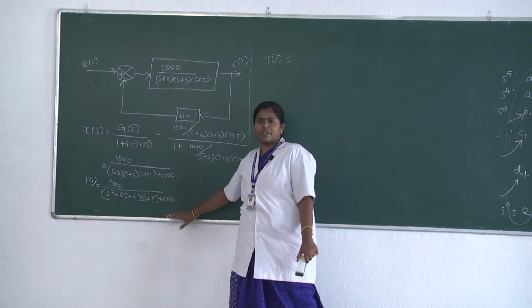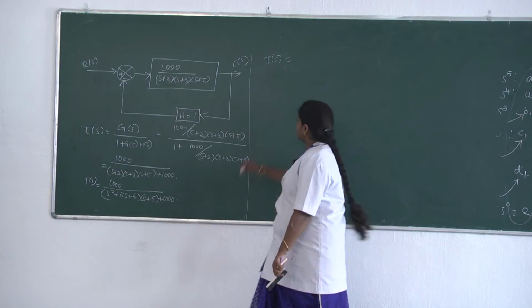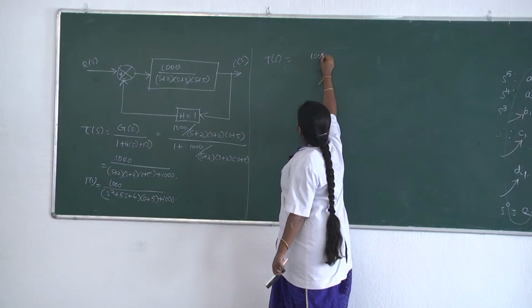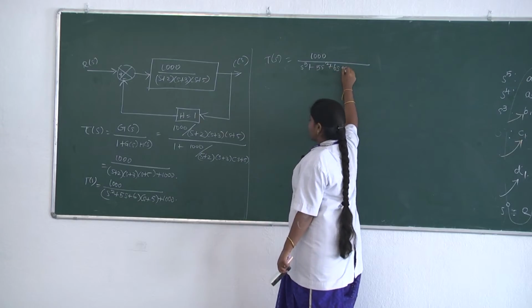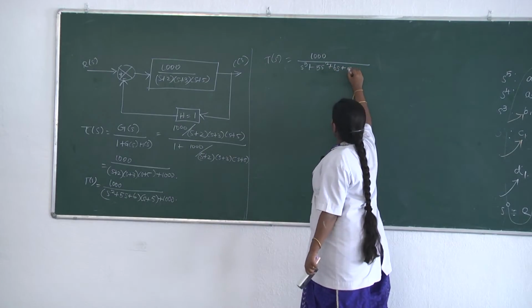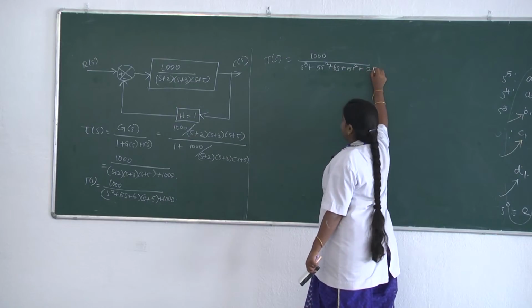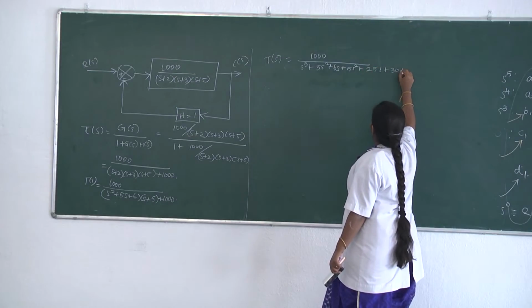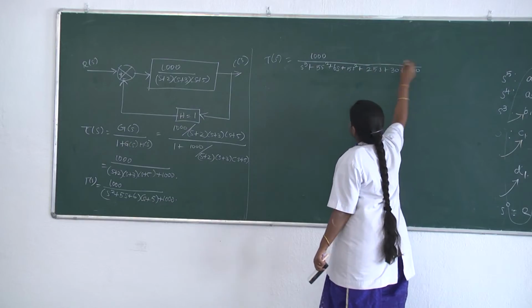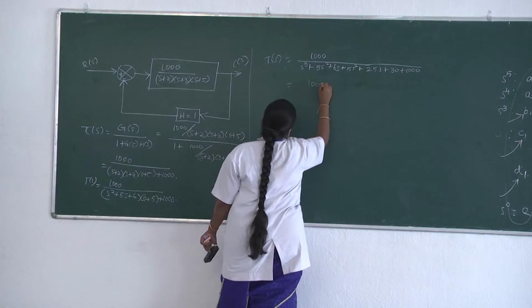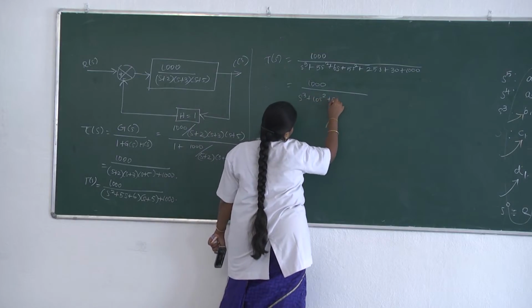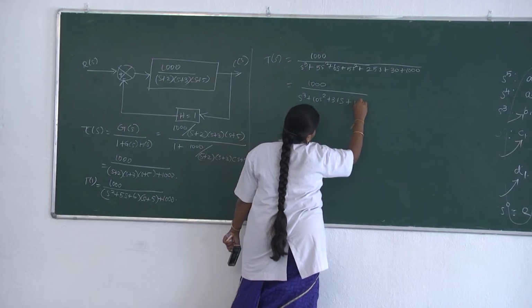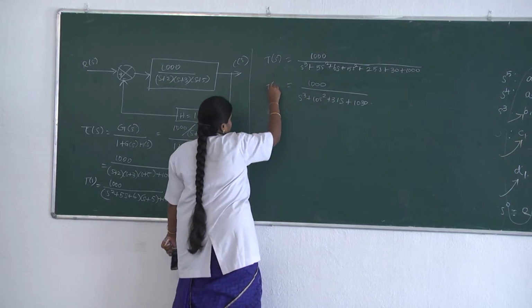This equation has to be reduced further in order to find the characteristic equation. So T(S) is equal to 1000 divided by S^3 + 5S^2 + 6S + 5S^2 + 25S + 30 + 1000. That is 1000 divided by S^3 + 10S^2 + 31S + 1030. This is our transfer function.